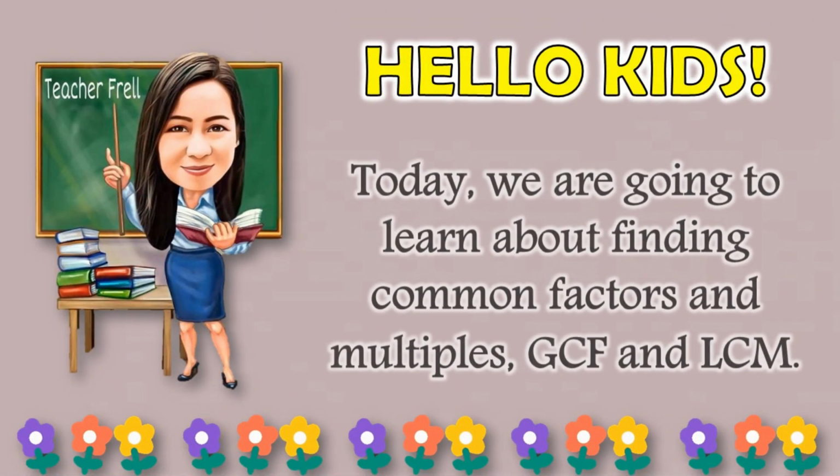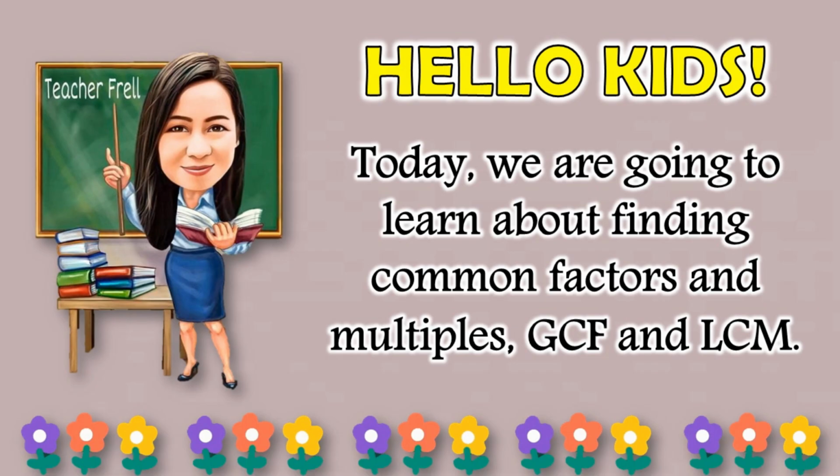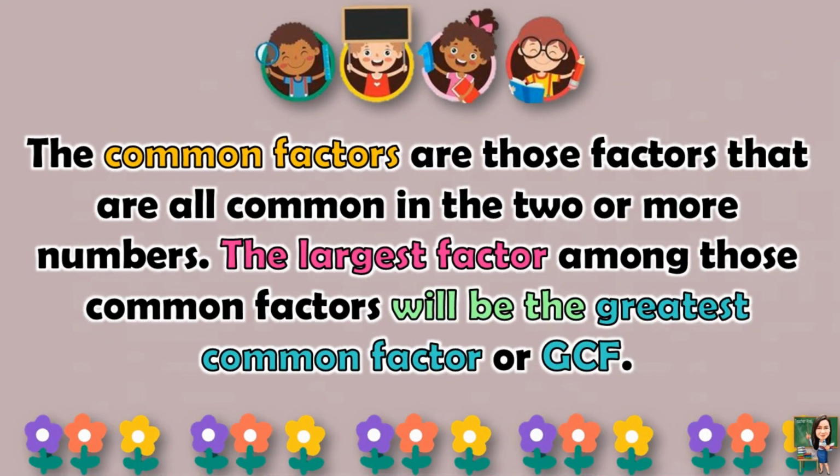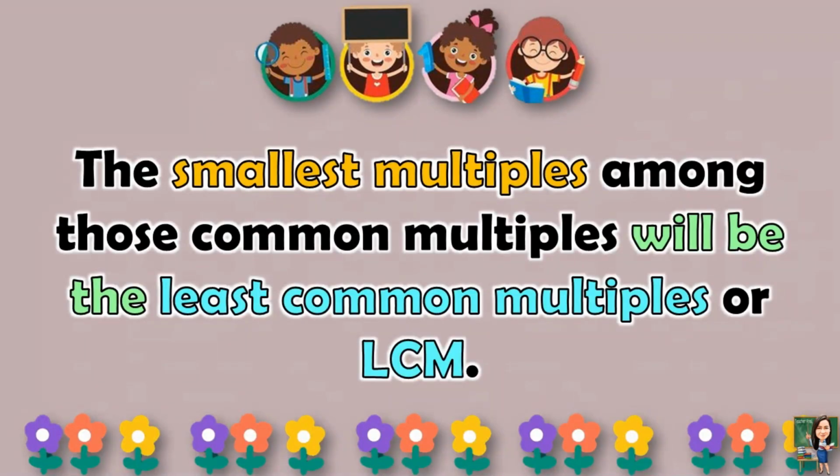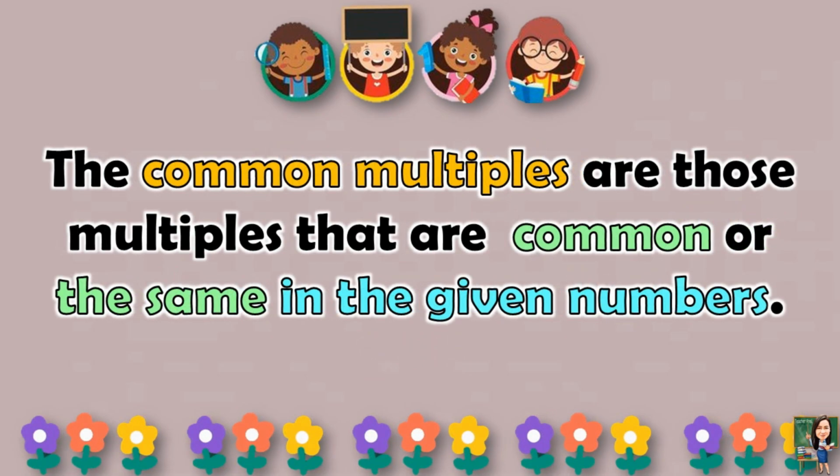Hello kids! Today, we are going to learn about finding common factors and multiples, GCF and LCM. The common factors are those factors that are common in two or more numbers. The largest factor among those common factors will be the greatest common factor or GCF. The smallest multiple among those common multiples will be the least common multiple or LCM. The common multiples are those multiples that are common or the same in the given numbers.